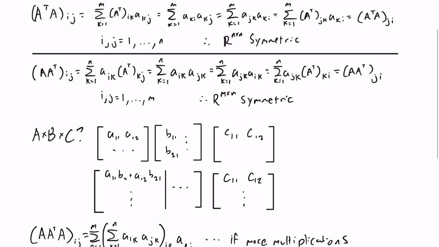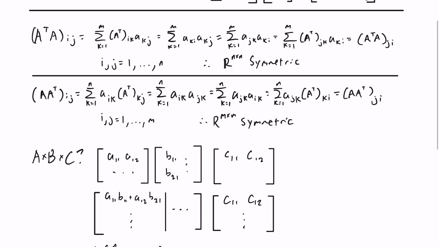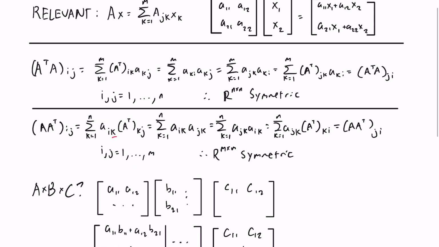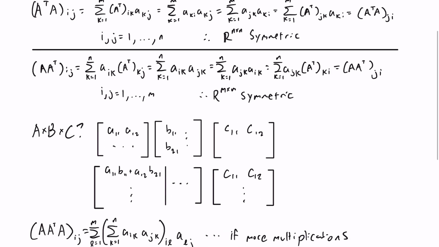You can do the same process for (A A^T)_ij, and this is exactly the same process. Over here, we're going to do ik instead of kj because the one in the middle is the one we're summing over. Then you do the same process and you'll get that this is in real space for m times m.